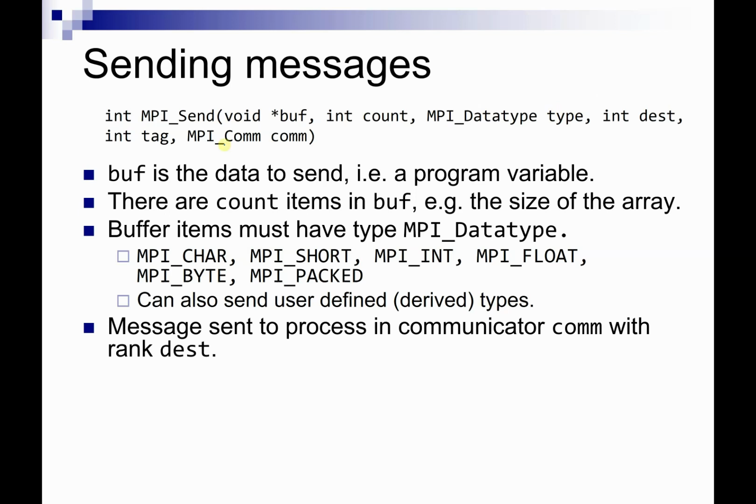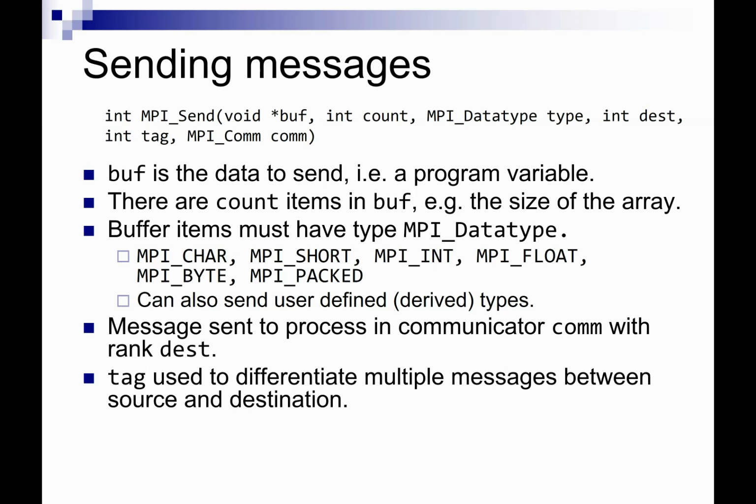So we have a communicator that we're sending to, and then we have to know the rank of the process within this communicator that you want to send to. And the final thing is that you have this tag here, and the tag is used to differentiate between multiple messages that you send to the same destination. So if I send you 10 messages, then I'm going to tag them so that you can tell which one is which.